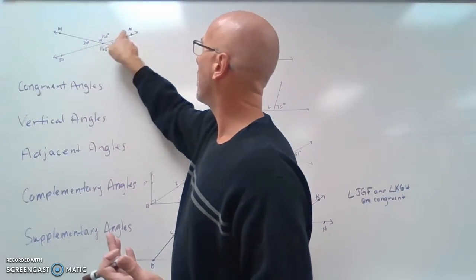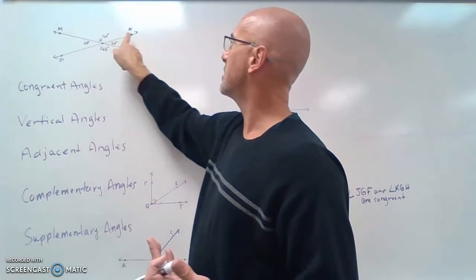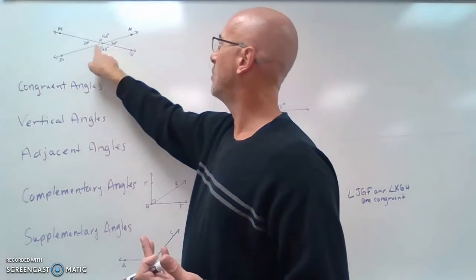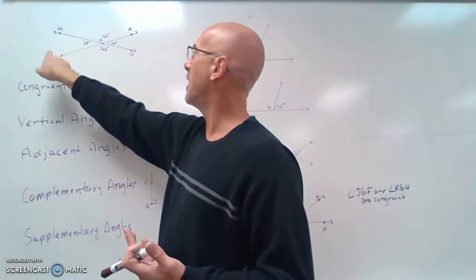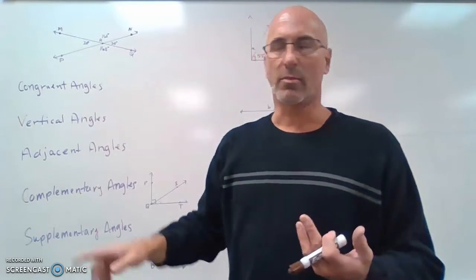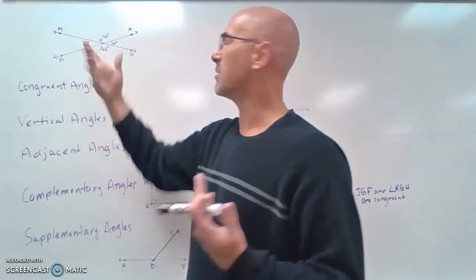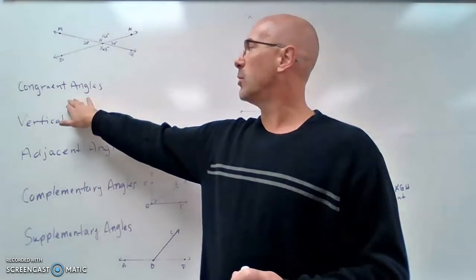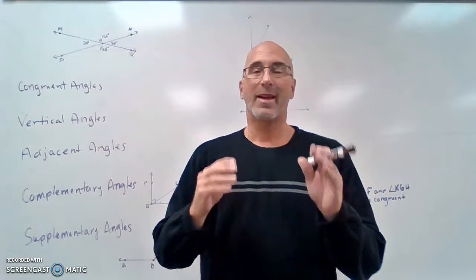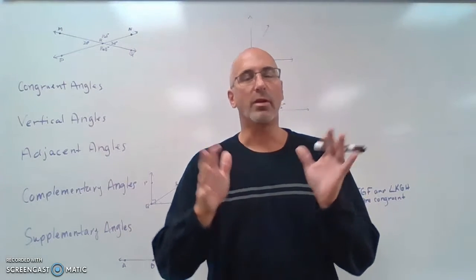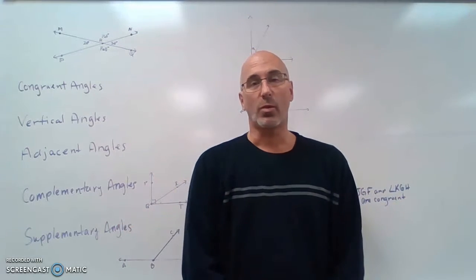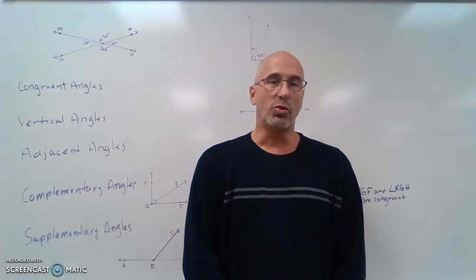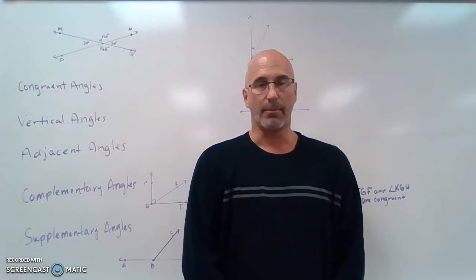So we have angle MRN is 160, angle NRQ is 20 degrees, angle QRP is 160, and angle PRM is 20. Okay, so we have two angles that are 20, two angles that are 160 degrees. So the first term, congruent angles. Congruent kind of means the same as equal, but in geometry you don't use the word equal as much, but we will later. Congruent means that the two measures are the same.